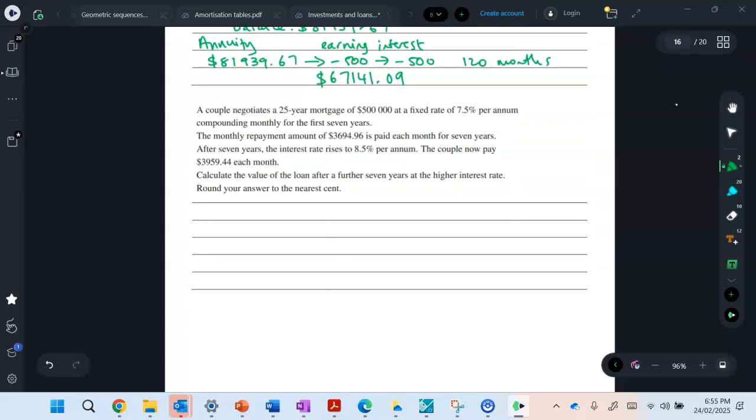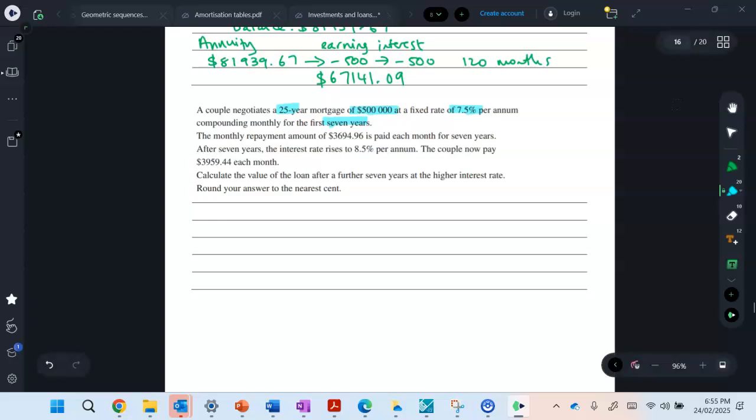A couple negotiates a 25-year mortgage of $500,000 at a fixed rate of 7.5% per annum. Right, let's highlight some things. So it's 25 years, $500,000, is the initial fixed rate for 25 years. Yeah, that doesn't exist. For 7 years. Oh no, so it's a fixed rate for 7 years. I was going to say you can't have a fixed rate for 25 years.